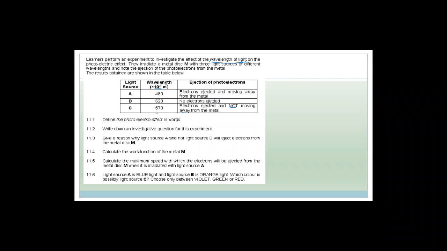Okay, because this is a qualitative explanation. Do you agree? They haven't measured anything. They've only observed. So it's definitely qualitative and not quantitative.